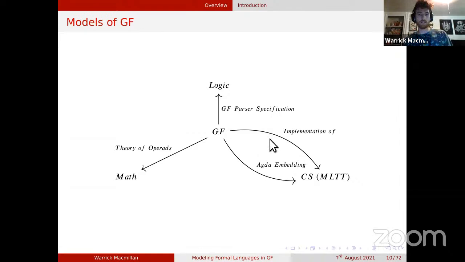And you could also say that you can either see GF as a direct implementation of Martin-Löf type theory, or you can embed it into Agda, which in some sense is a manifestation of Martin-Löf type theory.